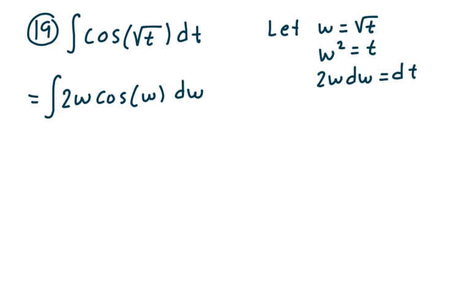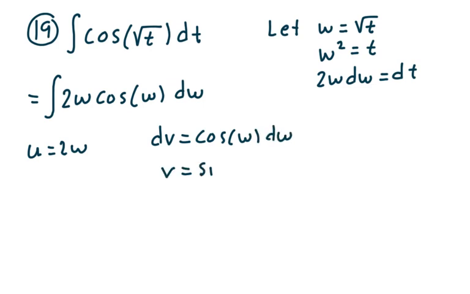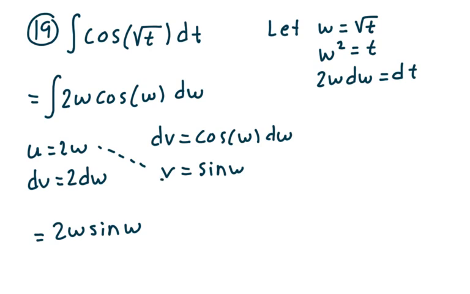This is a classic integration by parts problem. So I'm going to let u equal 2w. dv is cosine of w dw. V is sine of w, and du is 2 dw. And so this is 2w sine of w, right? That's uv minus the integral of v du, which is 2 sine of w dw.